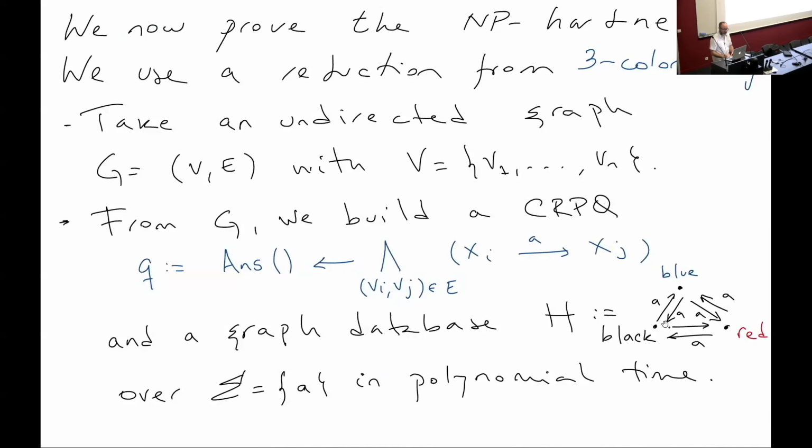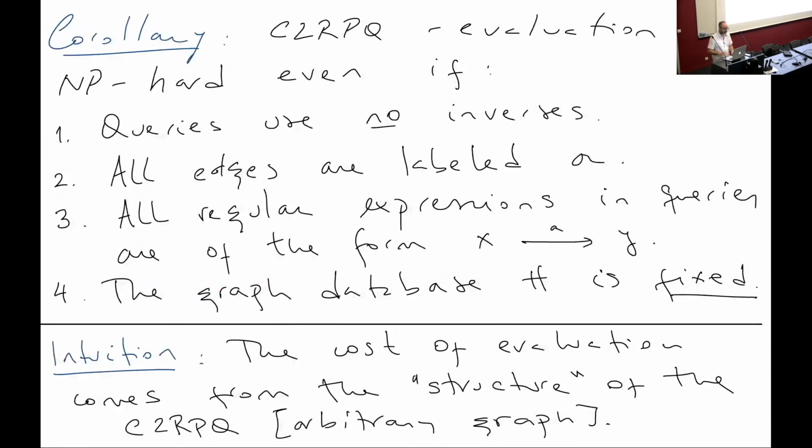How do you map this Q into this graph database? You say each node goes to some color in such a way that if there exists an edge between two of these variables, which are nodes, they receive a different color. Yeah? So basically, it's the same problem, no? It's a homomorphism problem. So as a corollary, we get that C2RPQ evaluation is NP hard even if queries use no inverses. Yeah, without inverses, the problem is NP hard.